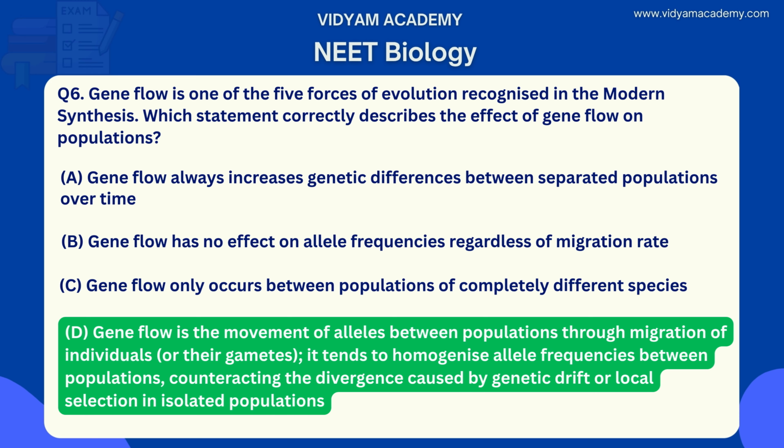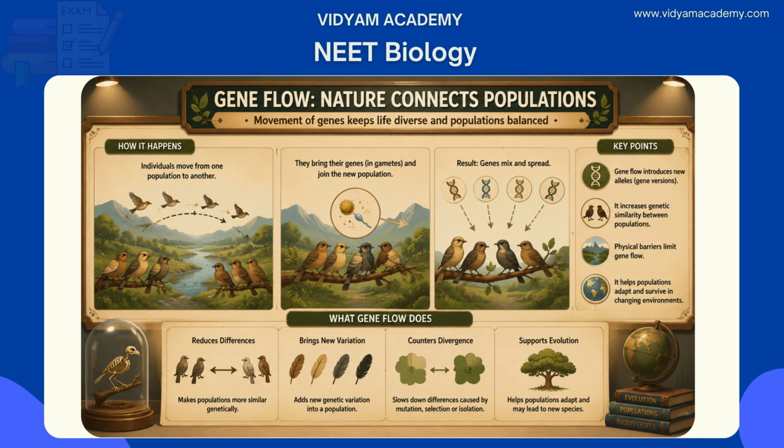Option D is the right answer to question number 6. Let's see the explanation. Gene flow occurs when individuals or their gametes, such as pollen, migrate from one population to another and successfully interbreed, introducing new alleles or changing existing allele frequencies in the recipient population.